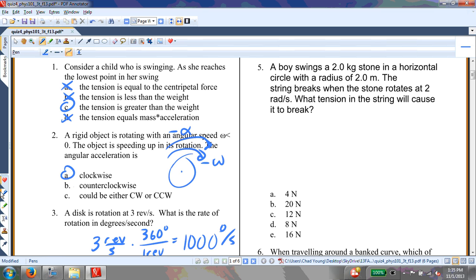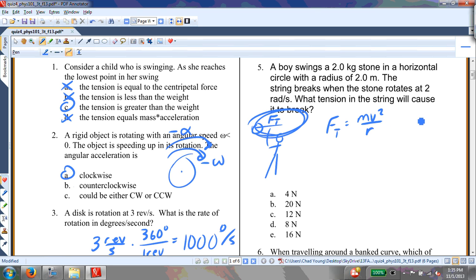Alright, boy swings a 2-kilogram stone in a horizontal circle. So it's like the boy is swinging this over his head, not in a vertical circle, but a horizontal circle. The string breaks when the stone rotates at 2 radians per second. Now, in this horizontal circle, the tension is the centripetal force. It's not a component of the tension. It's not combined with the weight as with the swing, but it's the tension alone that always acts as the centripetal force. So I can say then that the tension equals mv squared over r.